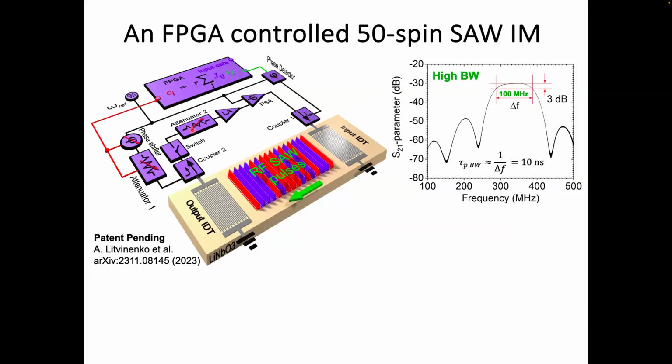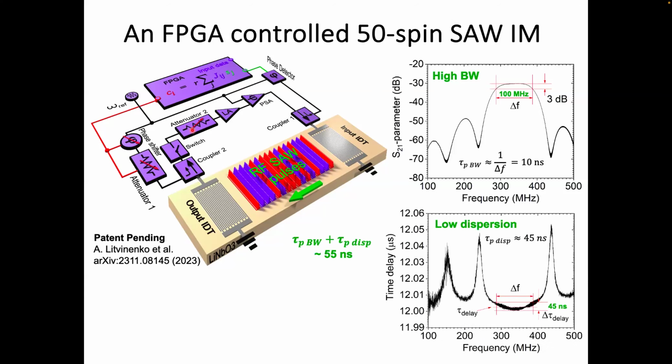We measure the S21 parameters. We find out now that at 300 some megahertz, we have a bandwidth that's relatively much wider, so 100 megahertz. We should have a perfectly linear dispersion. It's not perfectly linear. There's a little bit of change here. So over the time delay of 12 microseconds, there's a 45 nanosecond difference if you look over the bandwidth window. So there is some issue from the dispersion as well.